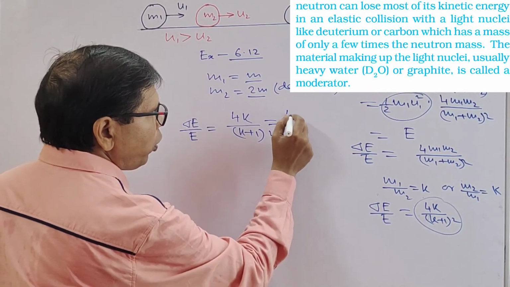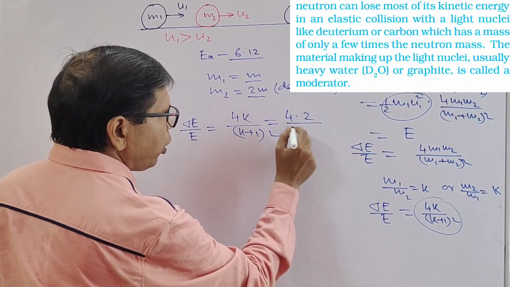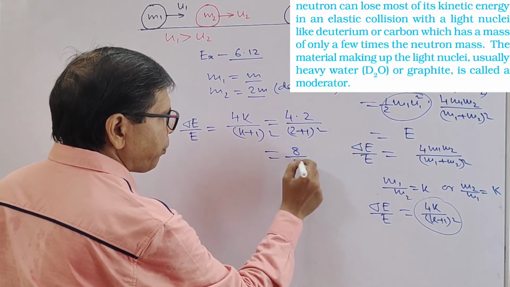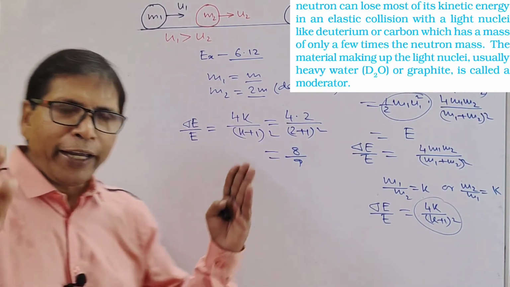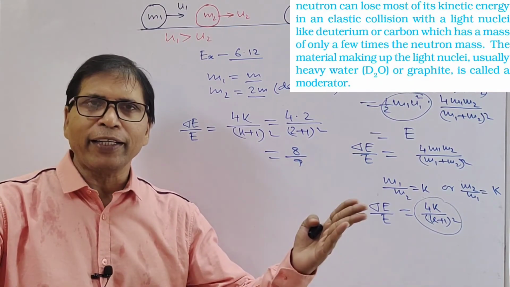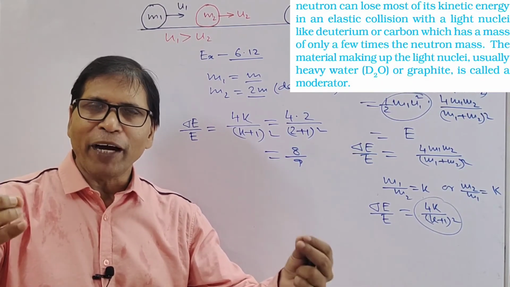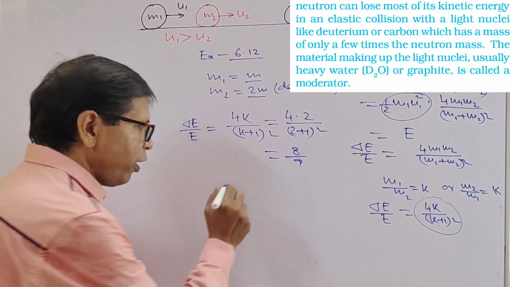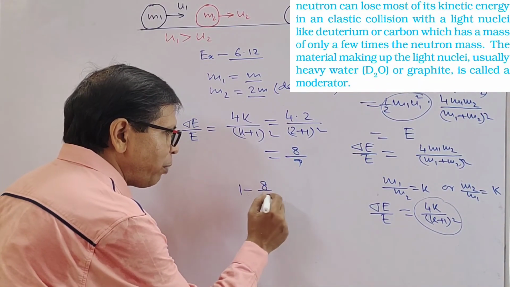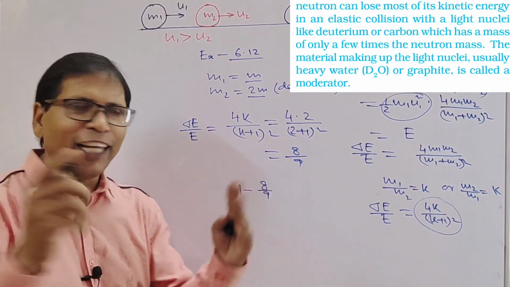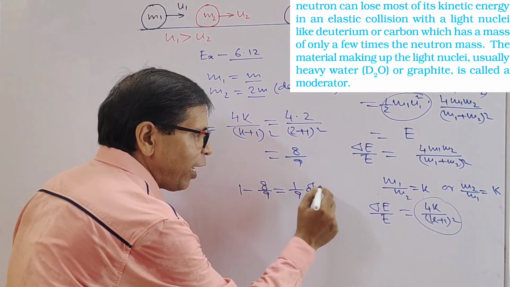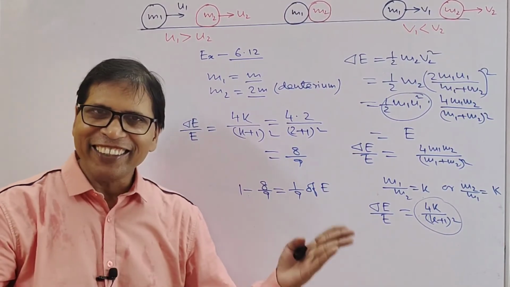So 4 into 2 divided by 2 plus 1, whole square, so this is 8 by 9. So 8 by 9 of the whole energy of the neutron is gained by deuterium. So the energy remaining in the neutron is 1 minus 8 by 9 of its initial energy, that is 1 by 9 of the initial energy. Okay, understood?